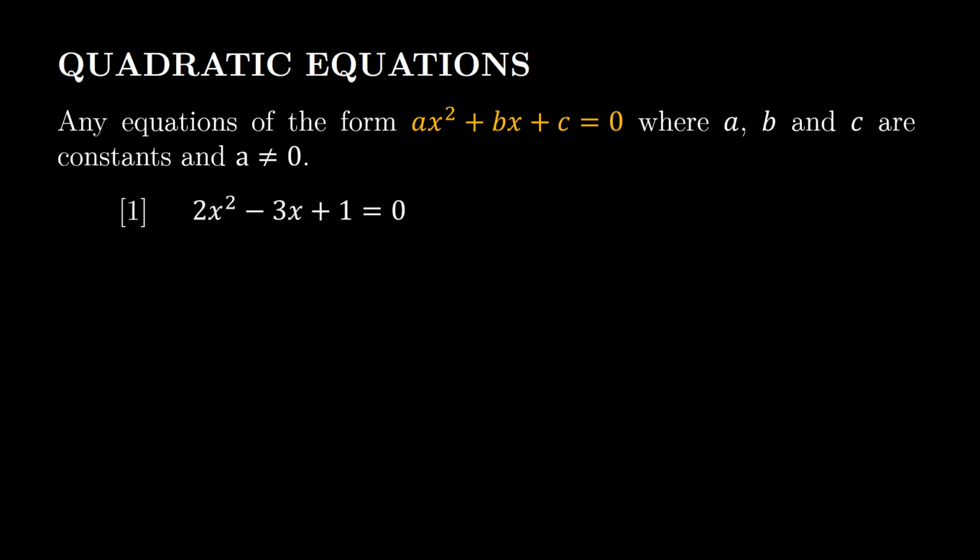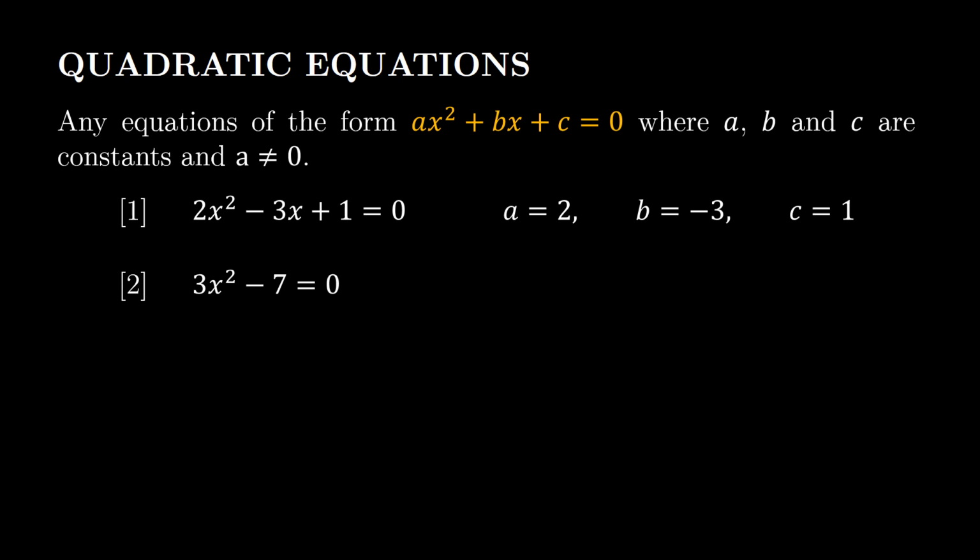These are some examples of quadratic equations. 2x squared minus 3x plus 1 equals 0. So let's try to identify the values of a, b, and c here. The value of a is 2, the value of b is negative 3, the value of c is 1.